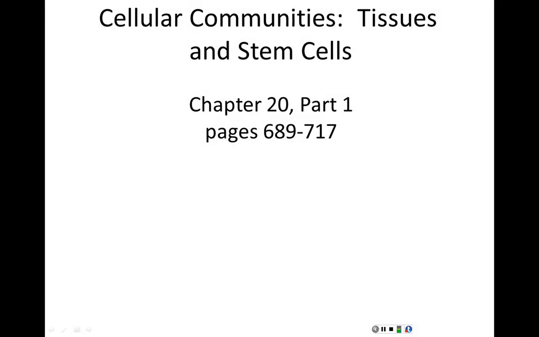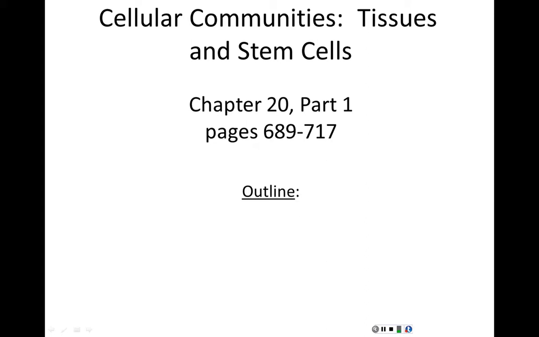Well, we're in the home stretch now. This is the last chapter we'll be covering, the first lecture of a two-lecture series for Chapter 20. We'll be covering pages 689 to 717 today. And the title of this chapter is Cellular Communities, Tissues, Stem Cells, and Cancer, but we'll leave cancer for the next lecture. So today we're going to talk about first the extracellular matrix.